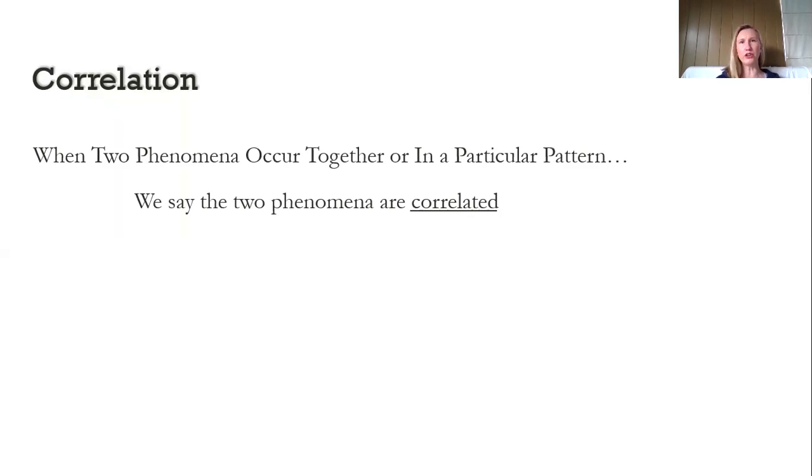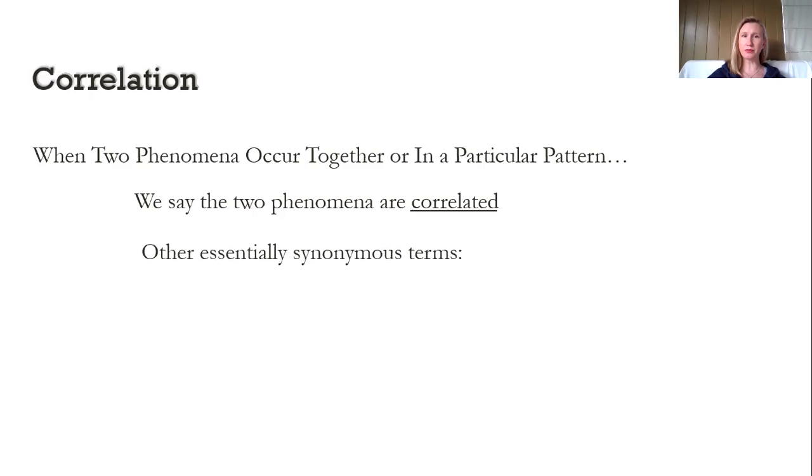Now break down that word. Two parts of that word are co, meaning together, and related, meaning obviously related. So we can think that these two things vary together. They might both increase together or decrease together, or one might increase as the other decreases. So we say things are correlated.